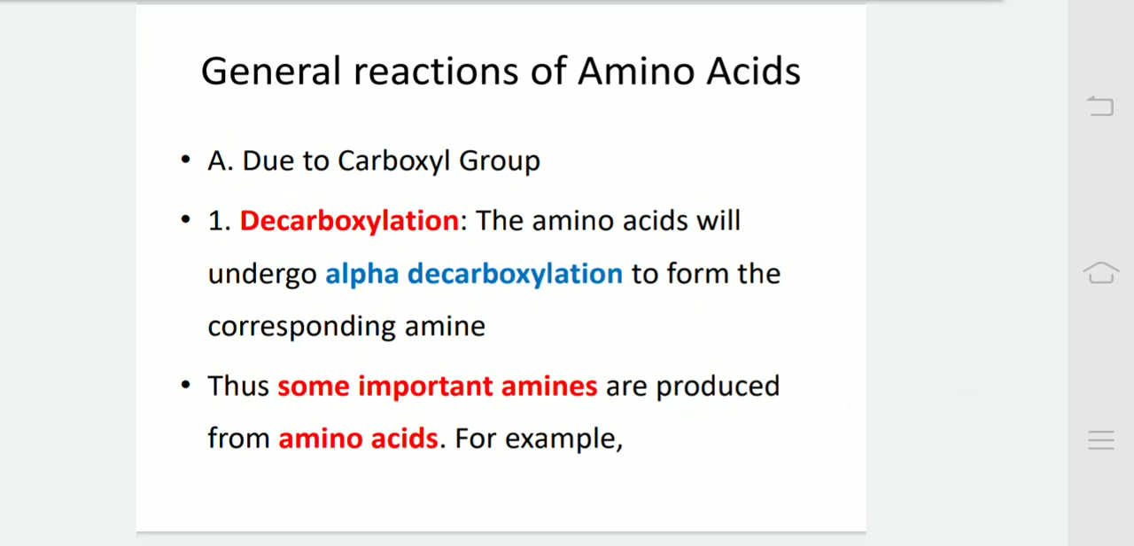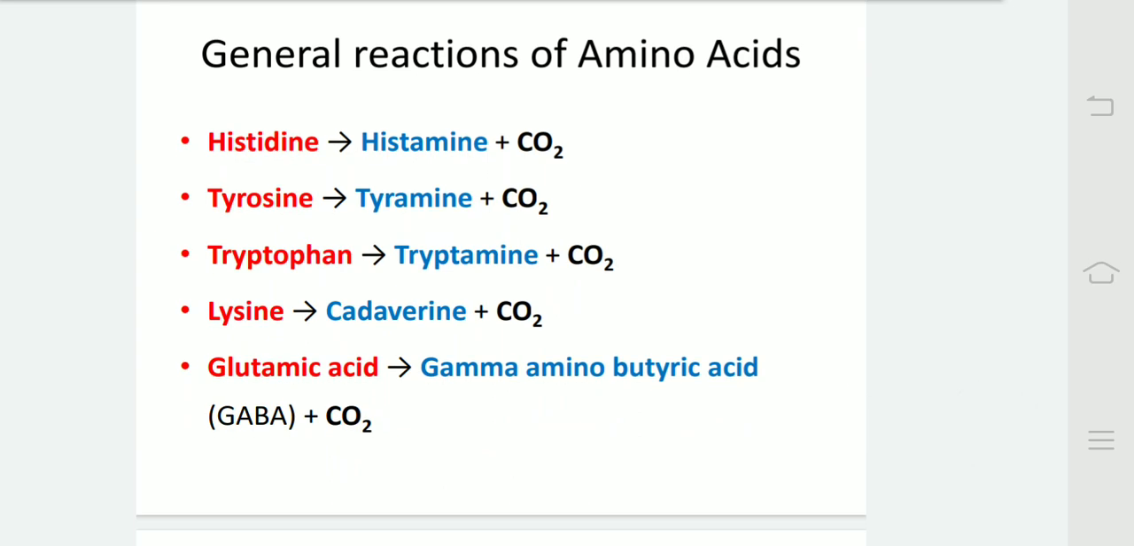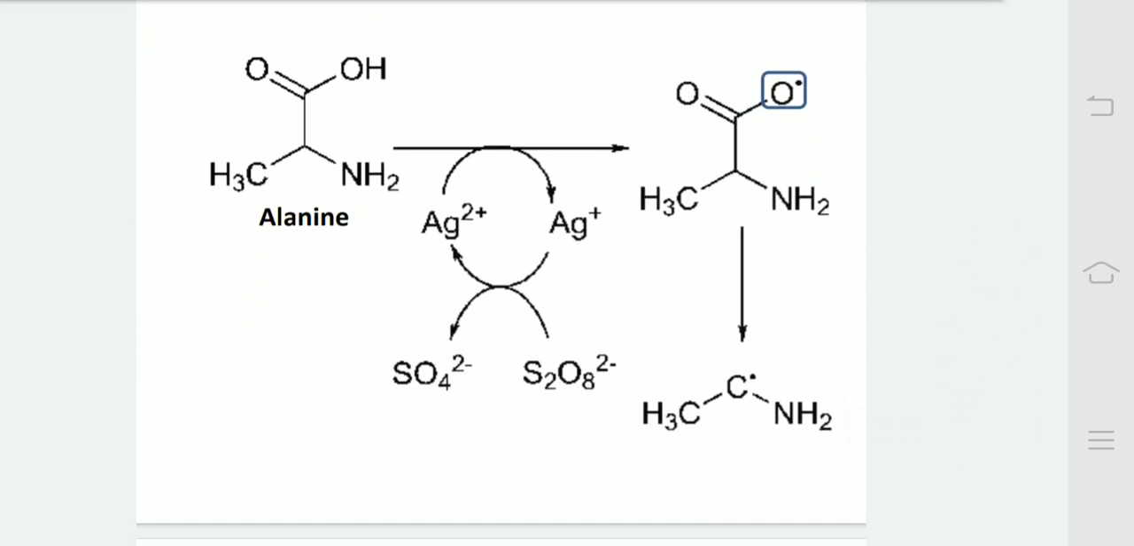General reactions of amino acids. Decarboxylation. The amino acids will undergo alpha decarboxylation to form the corresponding amine. Thus, some important amines are produced. For example, histidine forms histamine plus carbon dioxide, tyrosine forms tyramine plus carbon dioxide, tryptophan forms tryptamine plus carbon dioxide, lysine forms cadaverine plus carbon dioxide, whereas glutamic acid forms GABA plus carbon dioxide. In the diagram, we can see that alanine is undergoing decarboxylation.